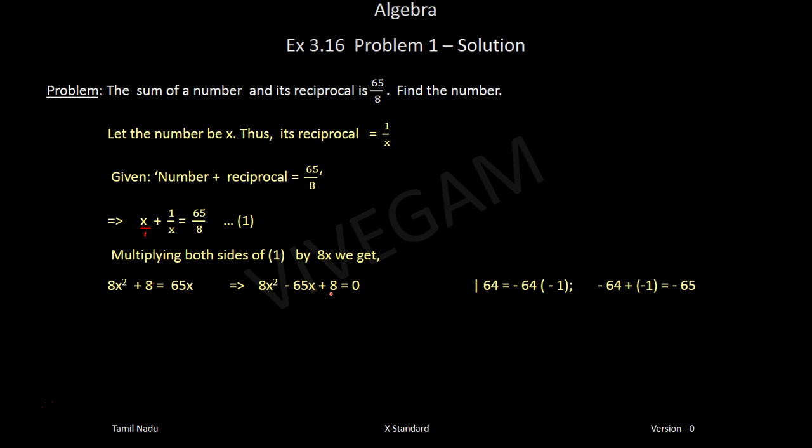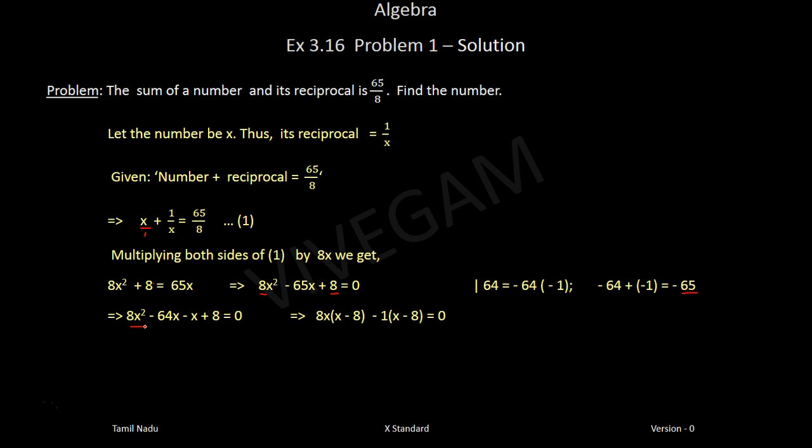Now the constant is 8 and the coefficient of x square is 8. 8 eights are 64. 64 must be split in such a way that you get minus 65 when you add or subtract. Right? But what is 64? 64 is minus 64 into minus 1, and minus 64 minus 1 is minus 65. So, that minus 65x must be written as minus 64x minus x. Then you will be able to factorize it.